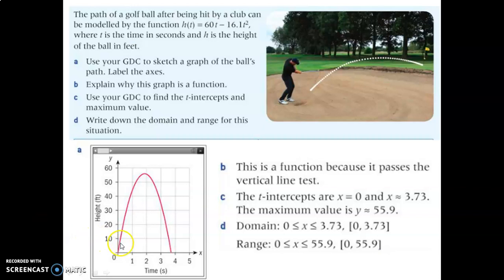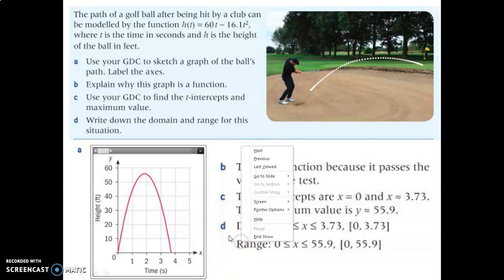And now you can see the range then, since we've cut the graph off here and here, the range is from 0 up to the maximum point of 55.9. So again, this is important that you've tried all these things on your calculator actually, so you understand how to get the max, the intercepts, and then how to get that domain and range from the values you found. So study that one carefully.